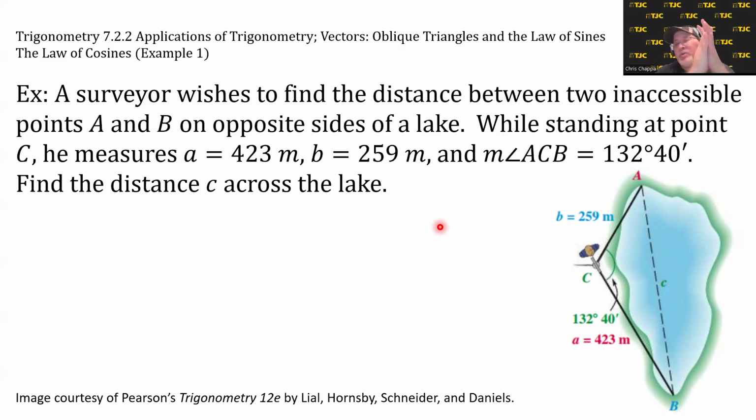Now, it's worth mentioning that in a surveying problem or a real world situation like this, a lot of times the letters are not labeled, but for communication purposes, it's ideal to do that so you can make it impossible to miscommunicate. So we're choosing to call the point where the surveyor is standing C, while A and B are the points on the lake, forcing the opposite sides to be called A, B, and C.